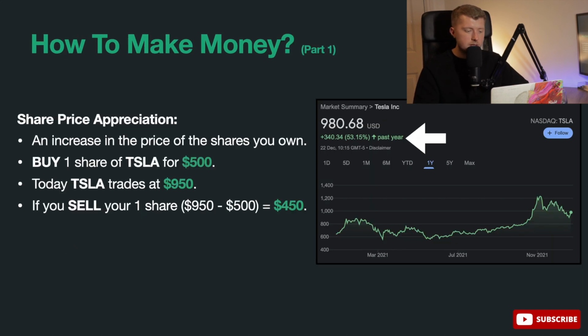So now we know a little bit more about stocks and exactly what they are and how we can invest into them. How do we actually make money from investing into stocks? Well, the first thing is share price appreciation. It's essentially an increase in the price of the shares which you own.